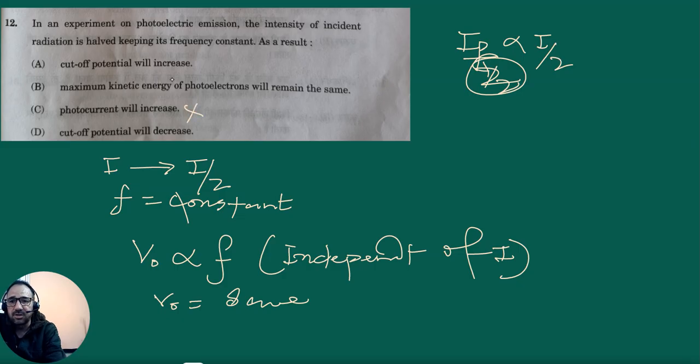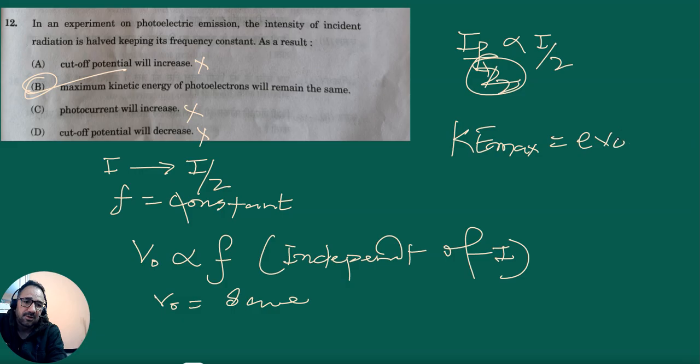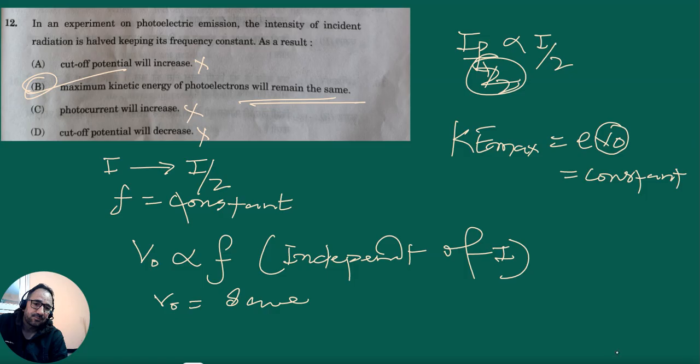What is the left option? Cutoff potential will increase. That is also wrong. Cutoff potential decrease is also wrong. It means only one option is there. Even you know maximum kinetic energy in this experiment, we can write eV naught. It means if V naught is constant, kinetic energy is constant. If kinetic energy is constant or same, then according to me, the answer will be B.